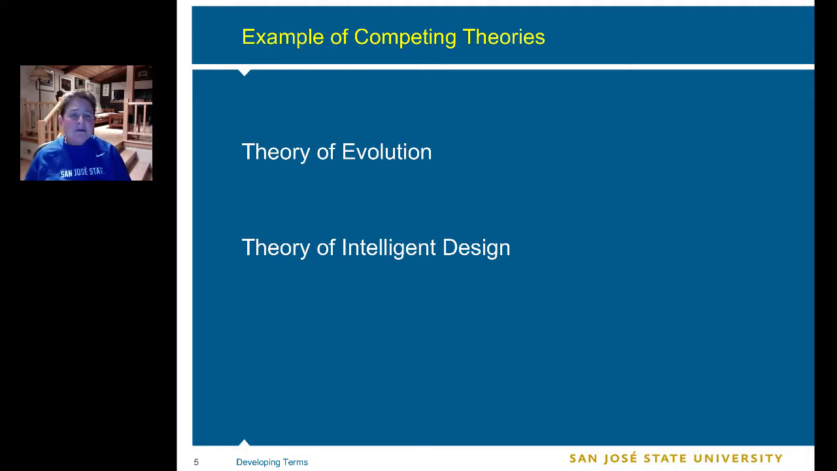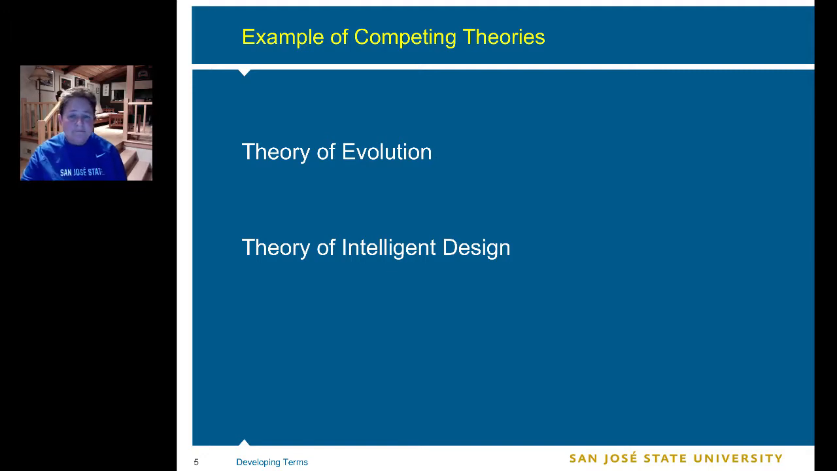So here I've given you an example of competing theories. For example, the theory of evolution or the theory of intelligent design. And I don't mean to make a political statement here, but neither of these is correct. Both are theoretical. You might believe one is more correct than the other, but that doesn't make that one the correct theory. Until we develop proof of the hypotheses in these theories, then we can say that we support one theory over the other.